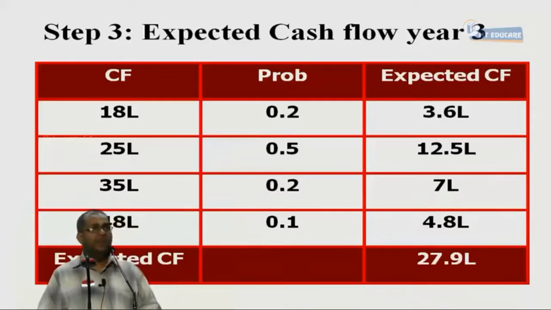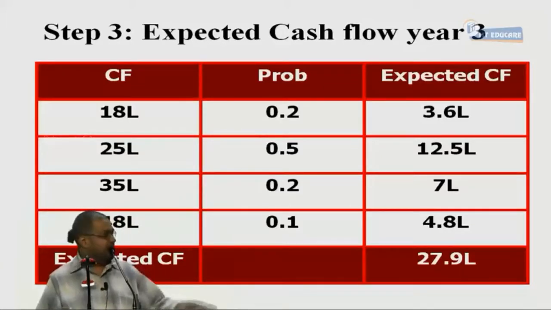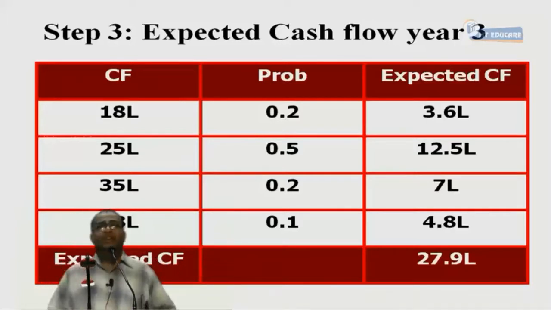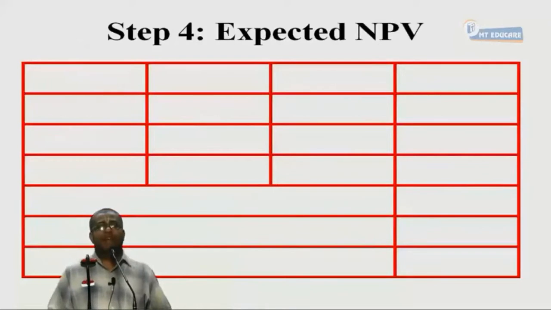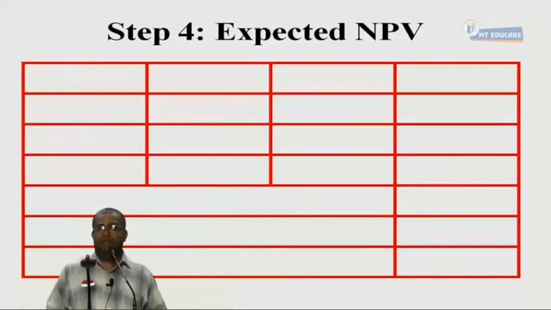Now, first what we have done here, we found out the expected cash flow for year 1, year 2, and then year 3. Once I know the expected cash flow, next I have to calculate what? Expected NPV. Can we start or not? Now, next step 4, expected net present value.